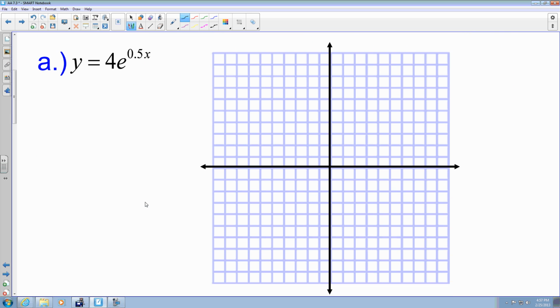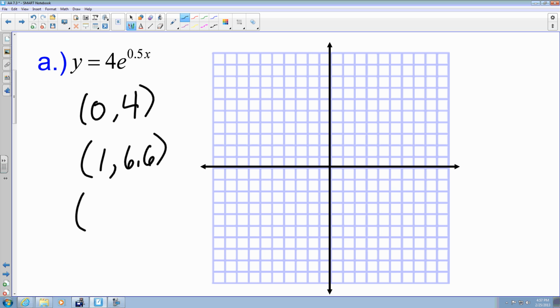So for example, I got 0, comma, my a will be 4. And then I got 1, comma, so it's a times e to the r power, that gets me about 6.6, I'll say. And then the -1, where a is 4, times 1 over e to the r, which is 0.5, that's something about 2.43.